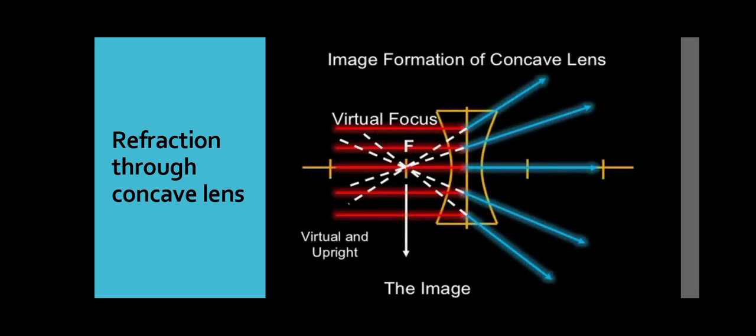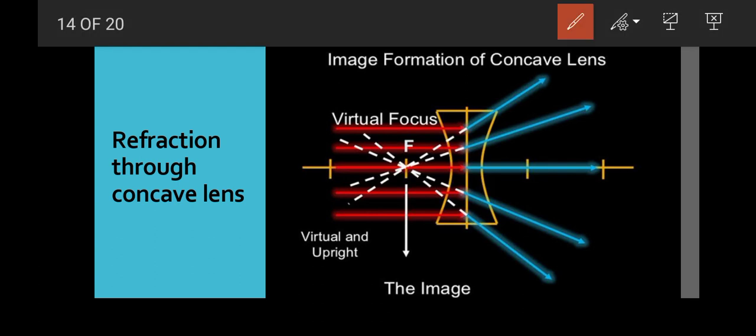Now, how is light refracted through a concave lens? We have to discuss refraction through a concave lens. Image formation by concave lenses. Here you can see a concave lens. The light rays are incident on one side and they get diverged by the concave lens.